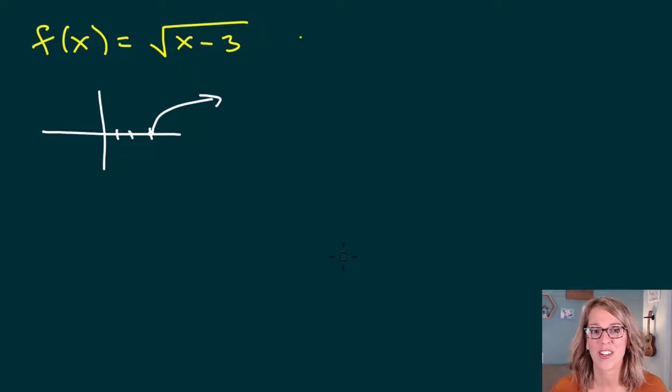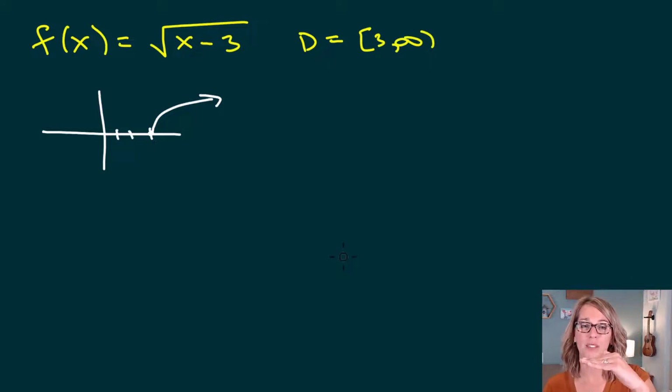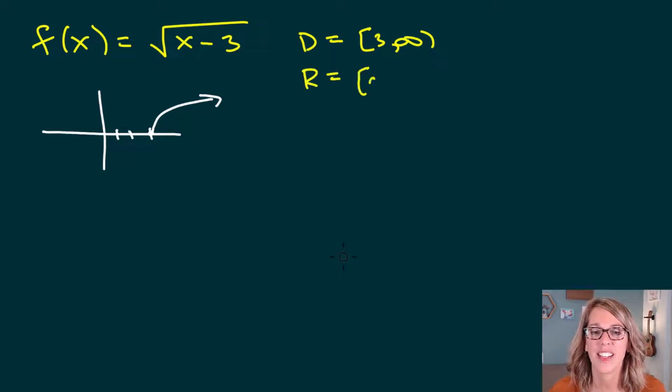And my original function has a domain of, let's see, that's going to start at 3. So 3 to infinity. And my range are going to be those y values. 0 is the smallest y value, and then it goes on up. Nothing is below the x-axis. So my range does include 0, 0 to infinity.